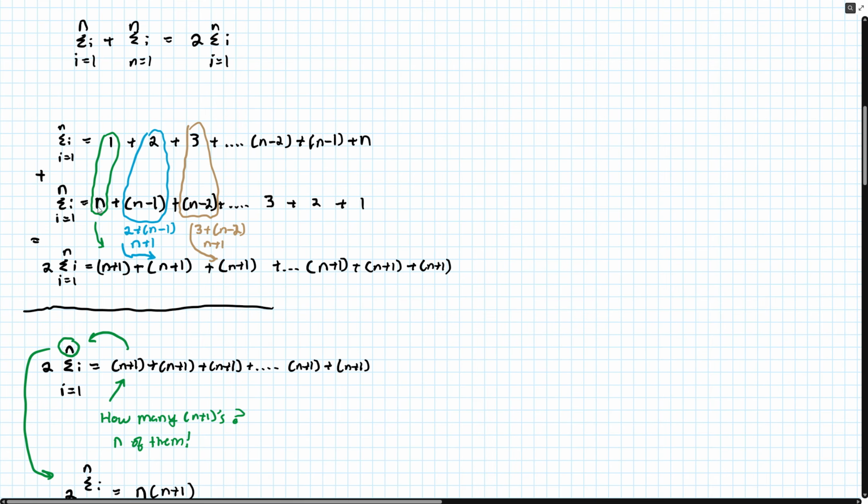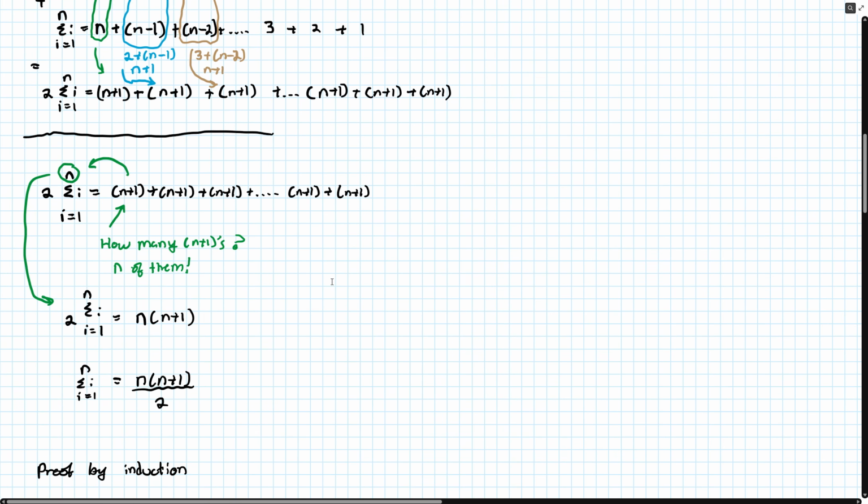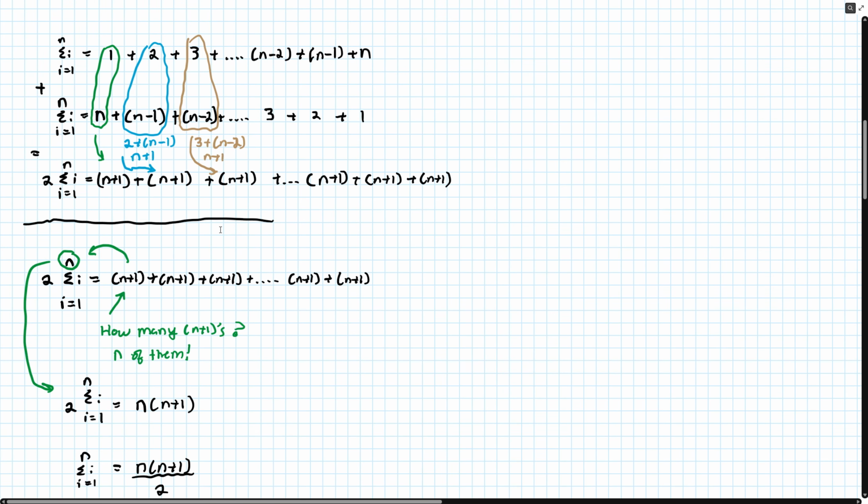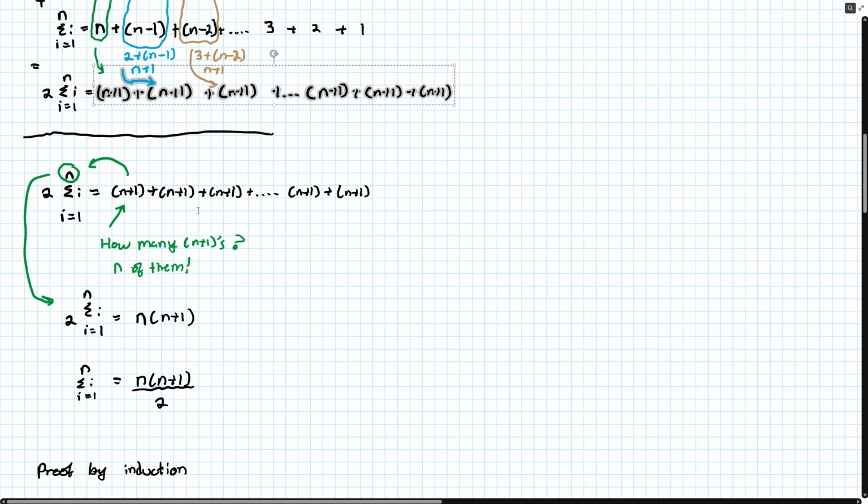And what do we get? We get n plus 1. Cool. Now we get 2 plus n minus 1, which is also just n plus 1. We get 3 plus n minus 2, which is also n plus 1. So our solution is just going to be a bunch of n plus 1s. But how many of those do we have? We have n of them. So instead of writing out n plus 1 over and over, we can just say n times n plus 1.